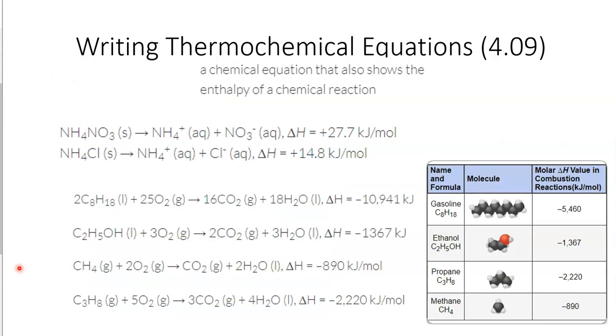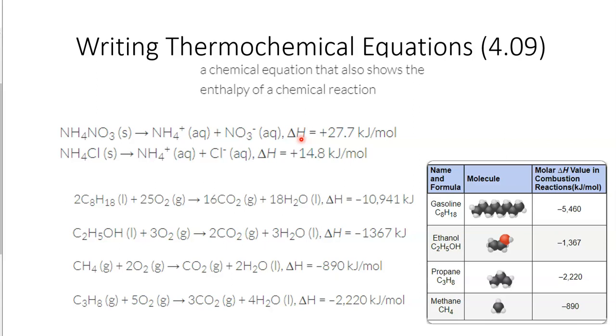So here in lesson 4.09, I could show you what that looks like as far as delta H being positive or negative. Lesson 4.09 is all about how to write thermochemical equations, and a thermochemical equation is just a chemical equation that also shows the enthalpy of a chemical reaction. So it's going to be your average, everyday chemical equation with this added part here at the end that shows you the change in enthalpy. In other words, the energy difference from when you started the reaction to when the reaction ended.